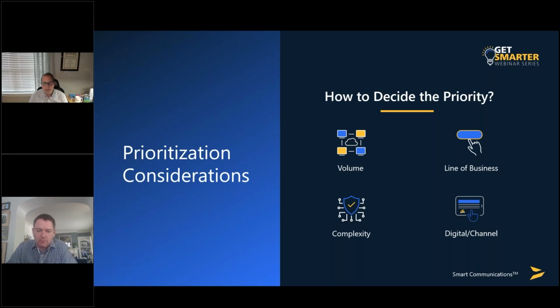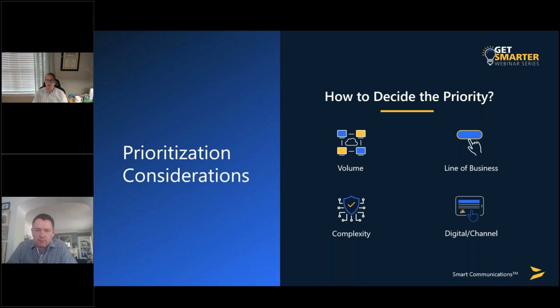Another way to look at it is complexity. Customers want to prove out their CCM platform, so oftentimes they will choose the most complex, the most difficult template and build that on SmartCOMM. That way they can show that if I can do this template, I can do anything on this platform. So complexity is often a way to go.